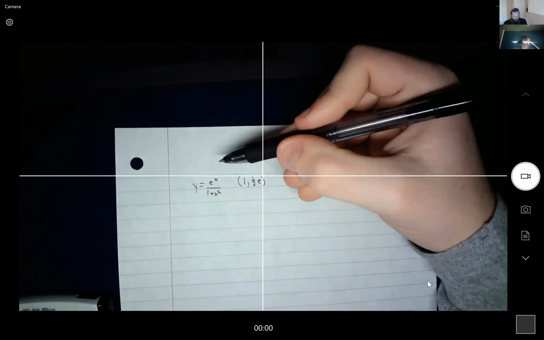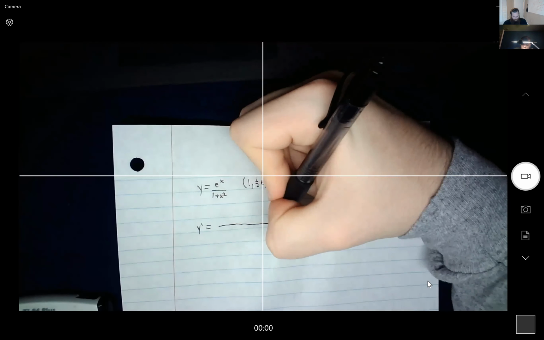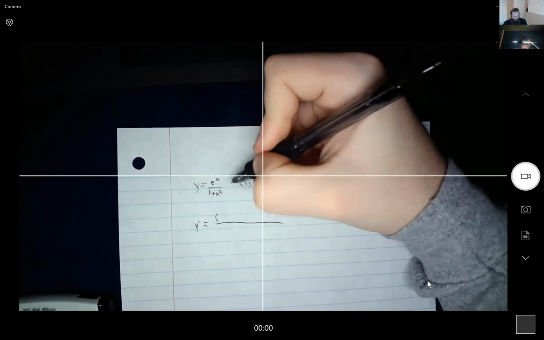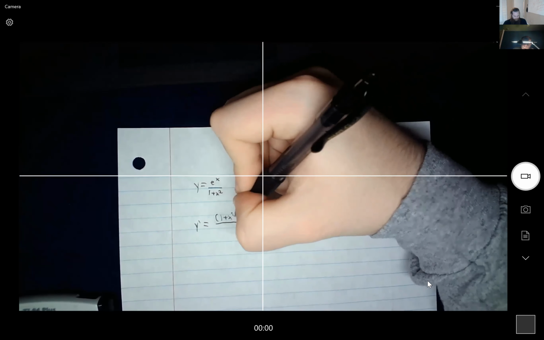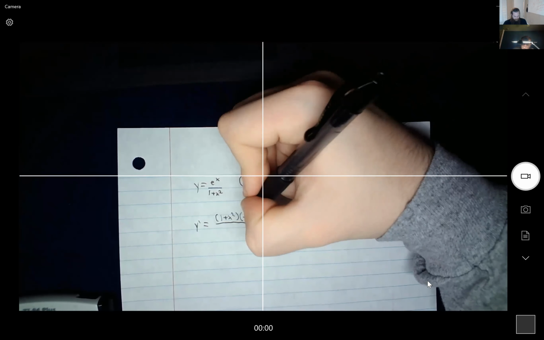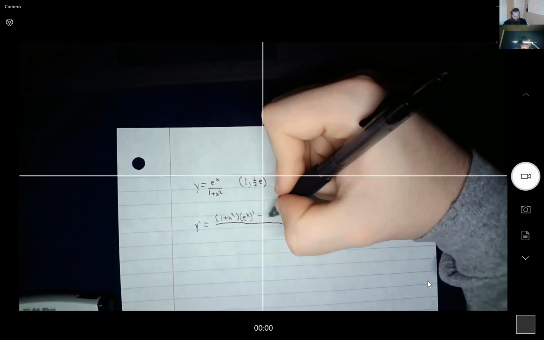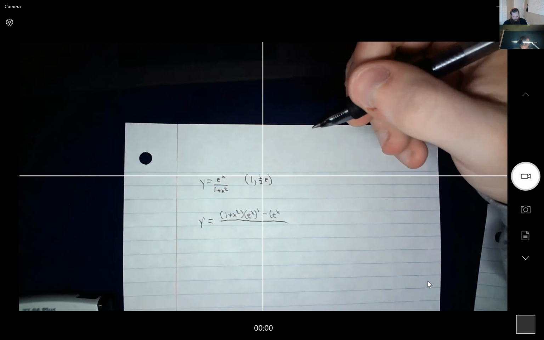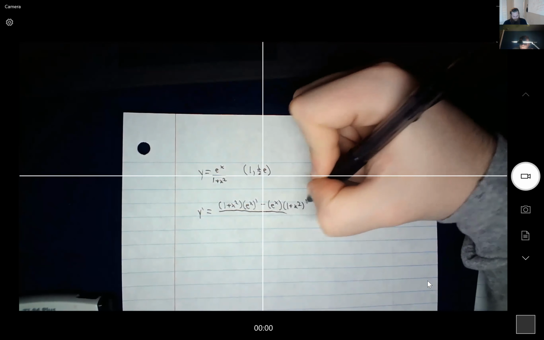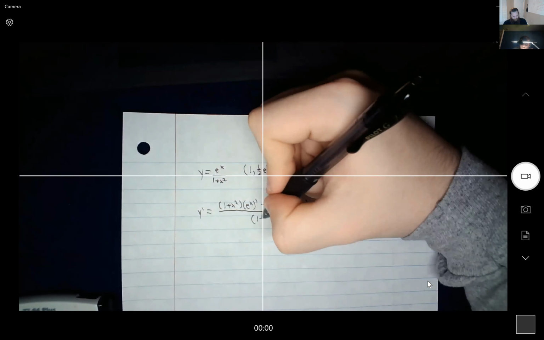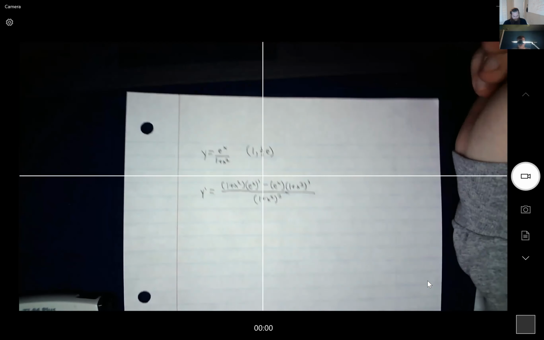So you can see that we're going to use the quotient rule for this, because it is e to the x being divided by 1 plus x squared. So y prime is low, 1 plus x squared, times d high, use prime notation for this, minus high, e to the x, times d low, 1 plus x squared prime, all over low squared, like that.